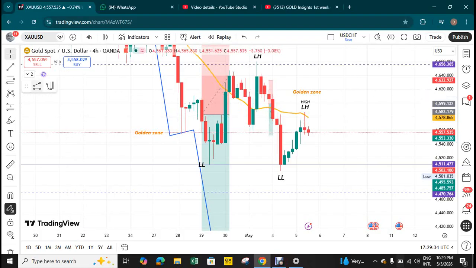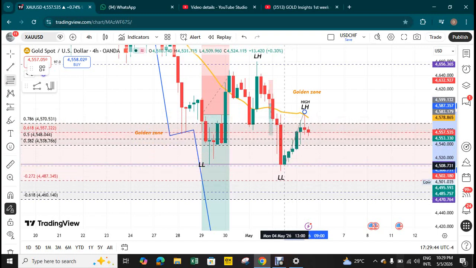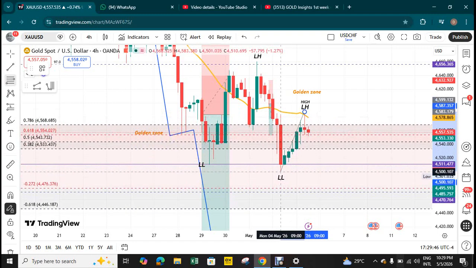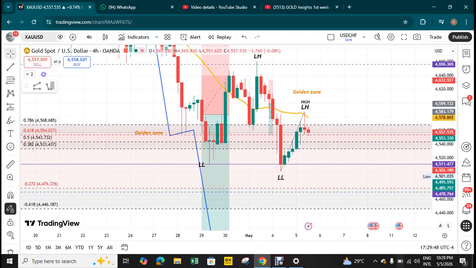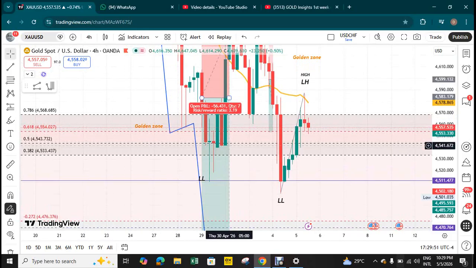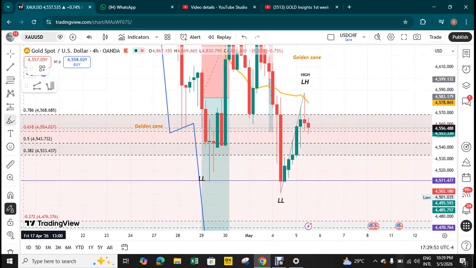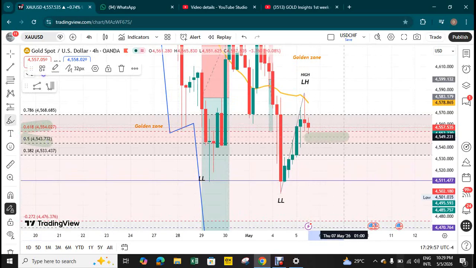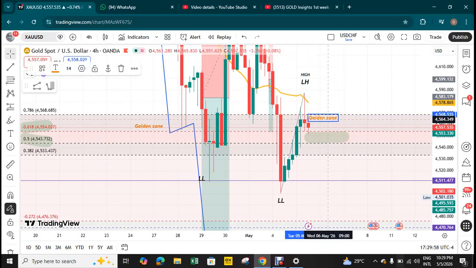So how do we do that? Now we take our 5-minute retracement tool. Because it's a downward trend and we're looking to sell, we're going to be drawing our 5-minute retracement from the high, that's a lower high, towards the lower low. This is what we want to see. Now it's clear that our golden zone is going to be in the same place, 0.618 area, 0.5 inside the same region. So the golden zone is going to be inside here.